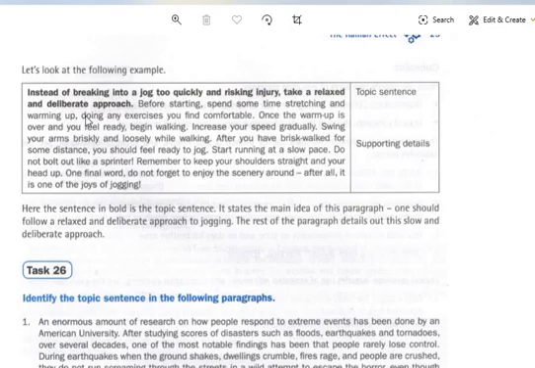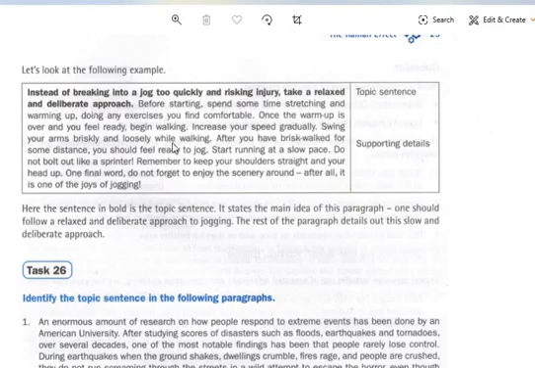So after reading this paragraph, can you identify the main idea in it? It's all about the pre-activity, the activity done before jogging. What are you supposed to do? You don't rush into jogging immediately. Before that you have to do some warm up. So that's the thing about this. So this is the topic sentence: what are you supposed to do before getting into the process of jogging?